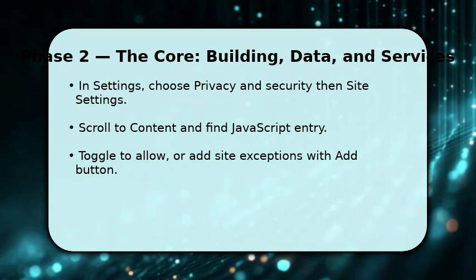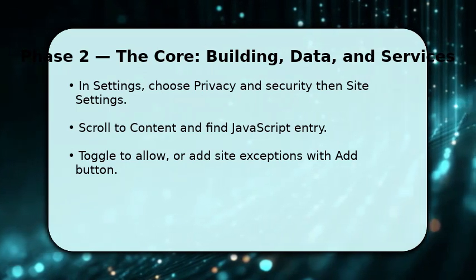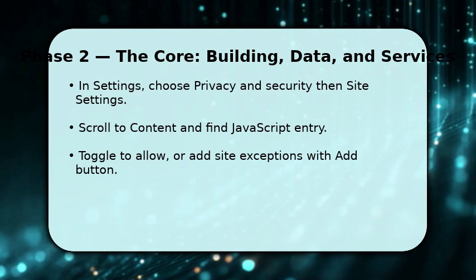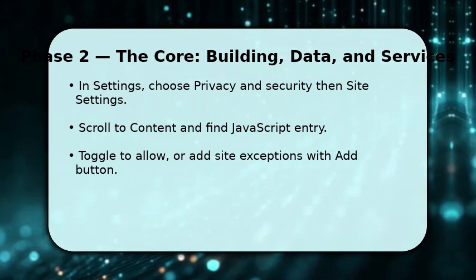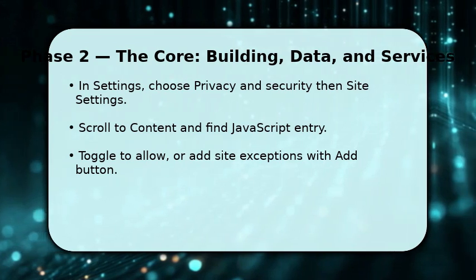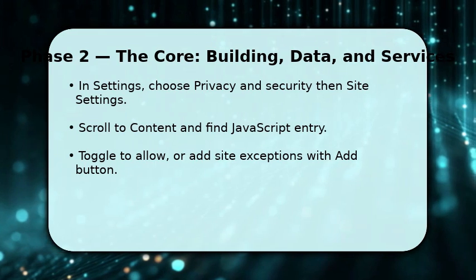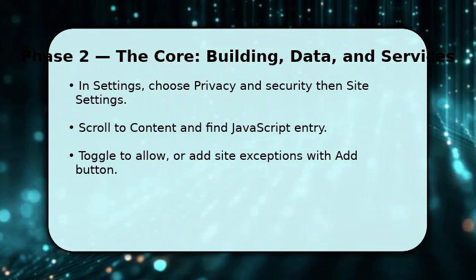Next, navigate to Privacy and Security, then open Site Settings to reach Content Controls. Once in Site Settings, scroll to Content and find the JavaScript entry. Chrome labels it clearly. Click JavaScript, and you'll see a toggle and two lists, Allowed and Blocked.